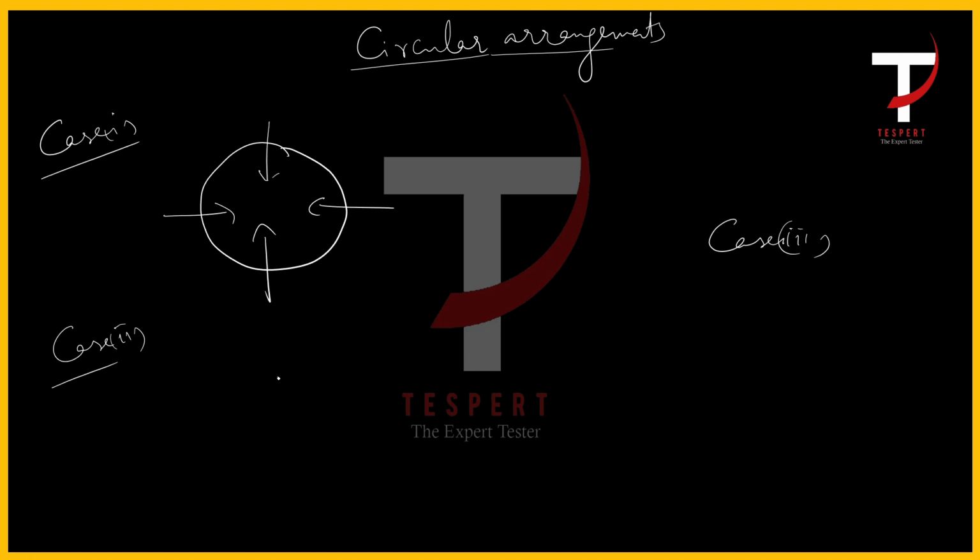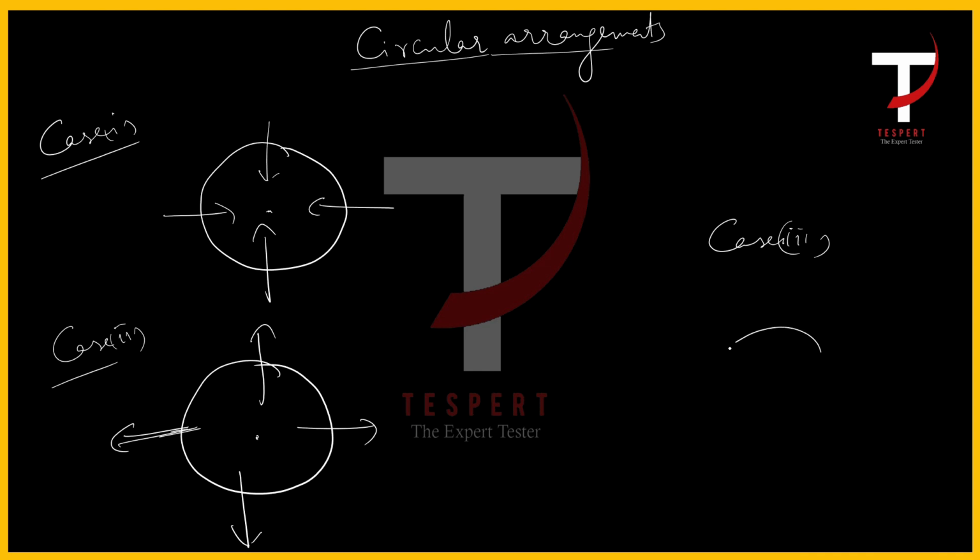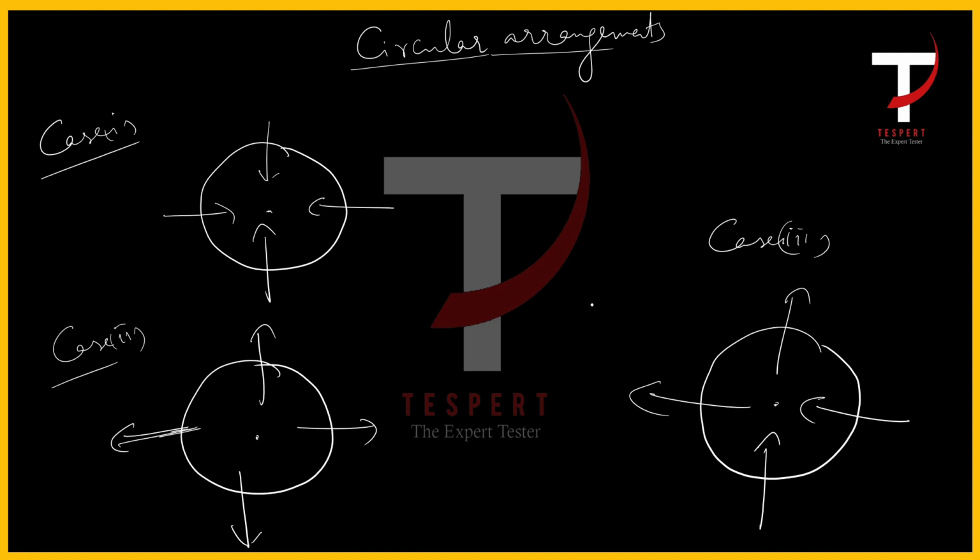So in case 2, this is the center. The people are facing away from the center. They are not towards the center. Whereas in case 3, it is the combination of towards the center and away from the center. Let us name them A, B, C, D.